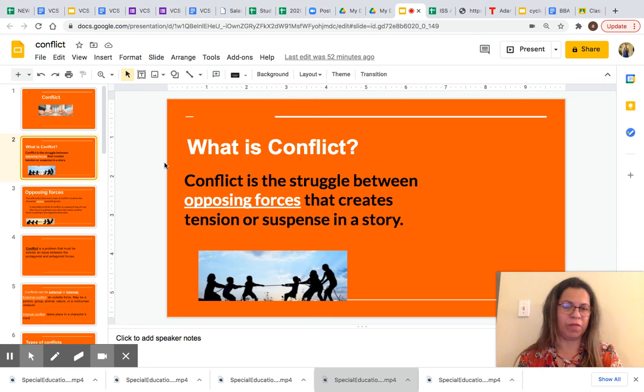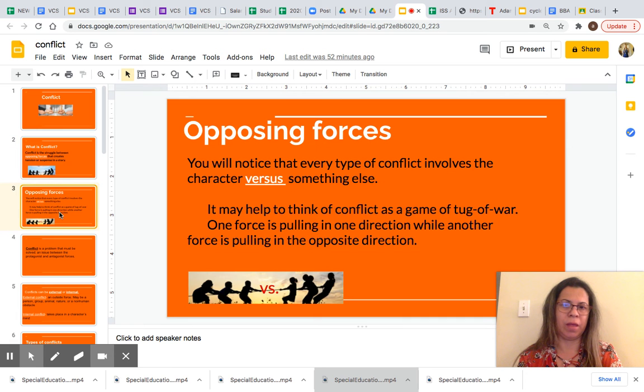What is conflict? Conflict is the struggle between opposing forces that creates tension or suspense in a story. Opposing forces. You will notice that every type of conflict involves the character versus something else. It may help to think of conflict as a game of tug of war. One force is pulling in one direction, while another force is pulling in the opposite direction.